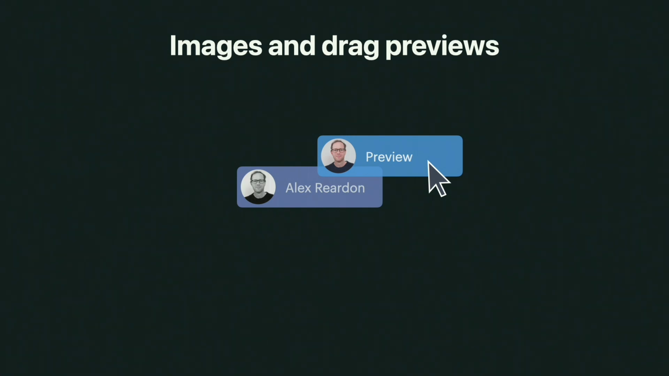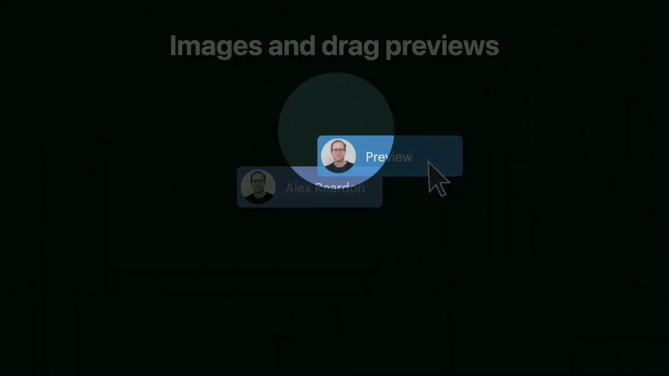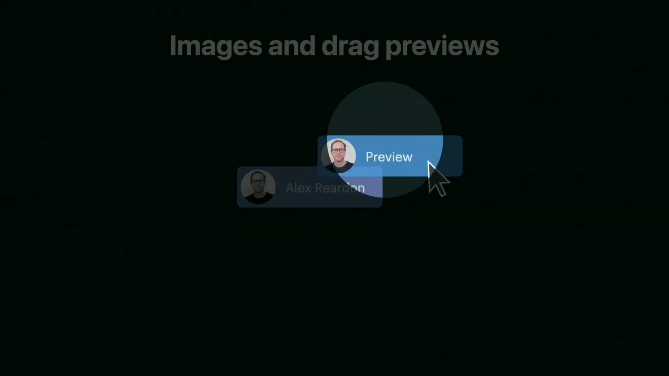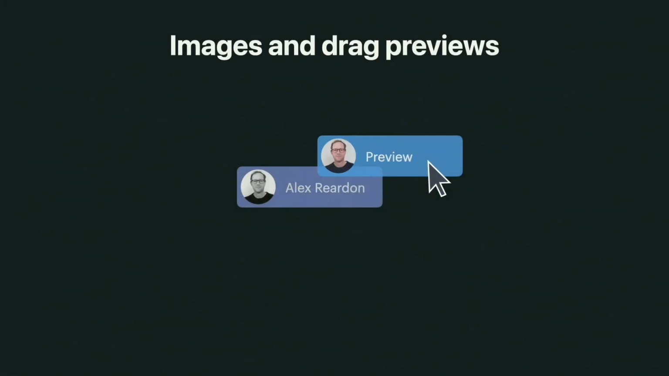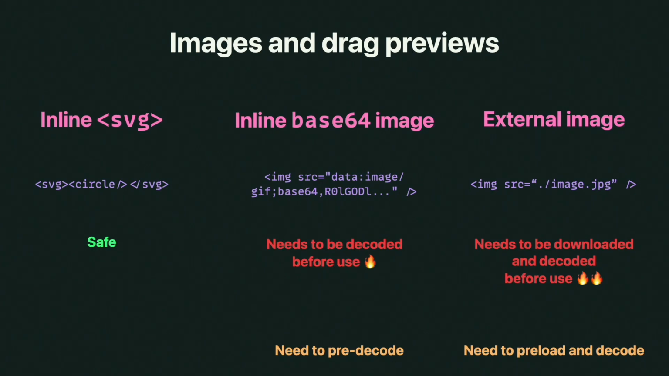Images and drag preview. In this drag preview here, I've got an image, my lovely face, and this is really common. You'll have an icon or a user's picture or something like that. Now, getting images to work with drag previews has a lot of foot guns. The key is that the image has to be ready for rendering at the end of drag start. If it's not ready for rendering, the browser just doesn't render it.